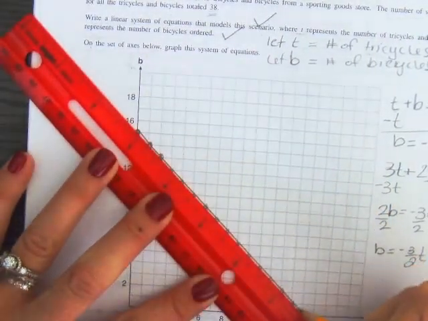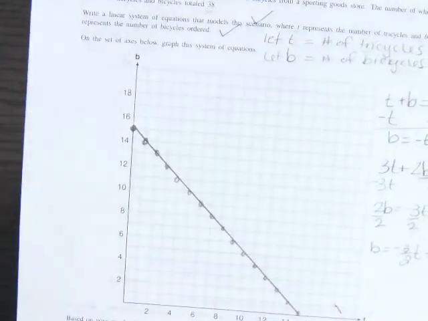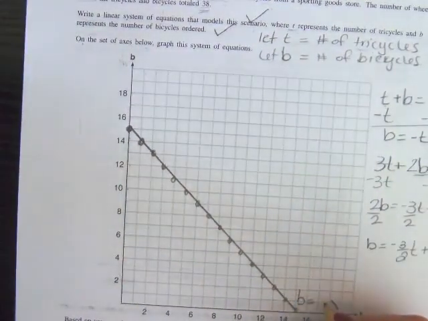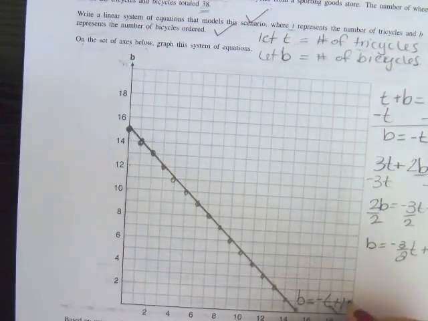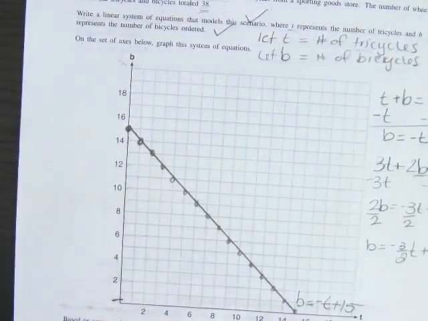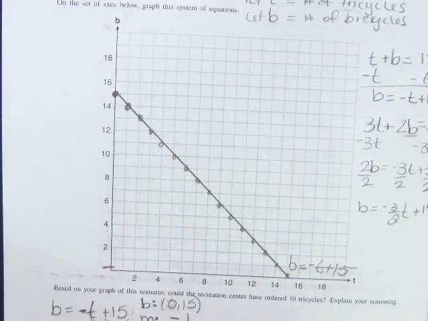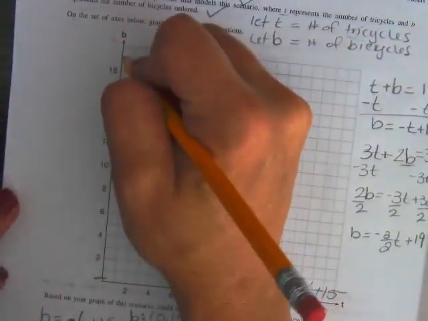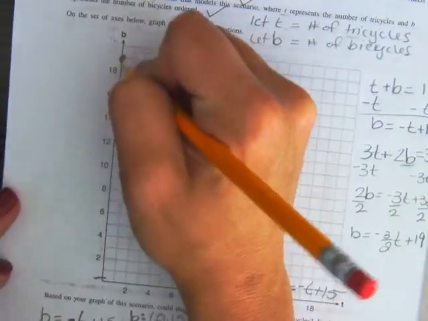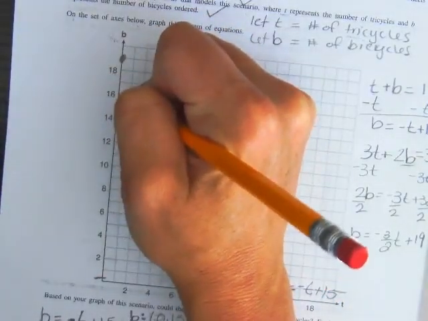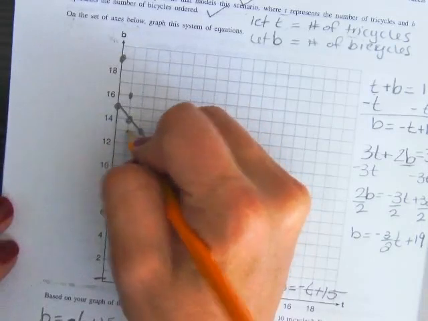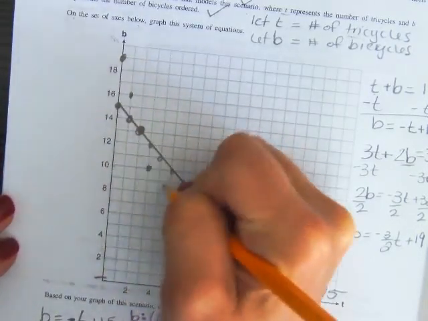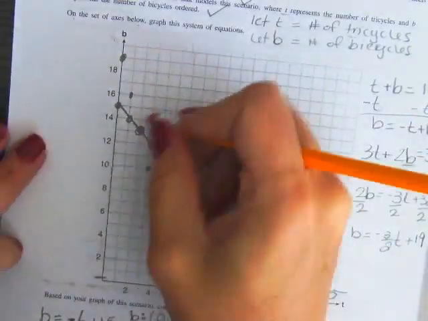Okay, connect my dots, and it is always super important for me to label. So this will be b equals negative t plus 15. And I'll graph the other one. Start at 19, and this one I'm going to go down 3, right 2, down 1, 2, 3, right 2, down 1, 2, 3, right 2. I'm running out of time. I only went right 1.